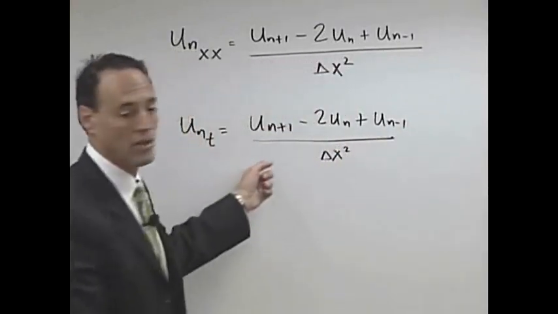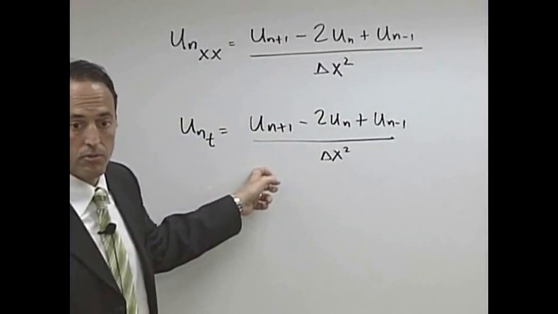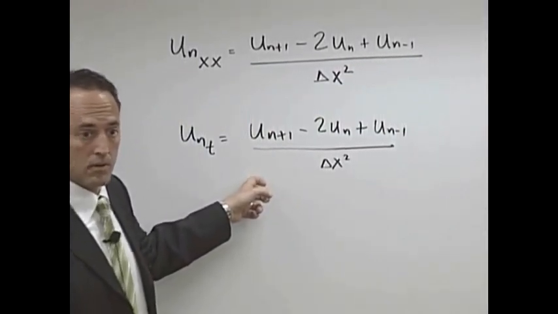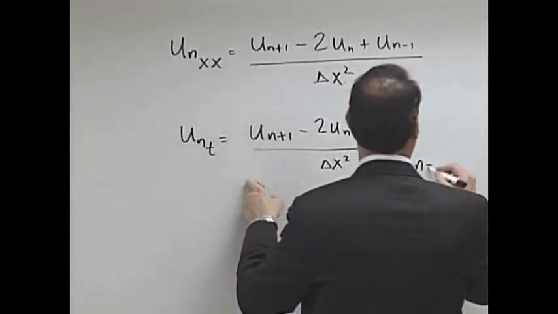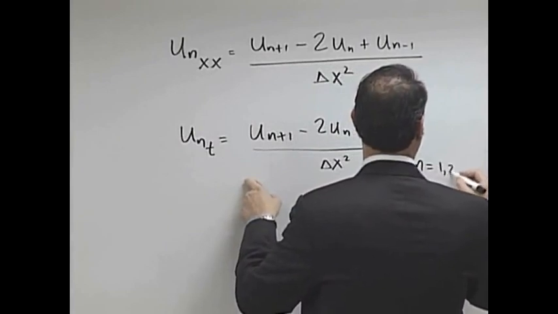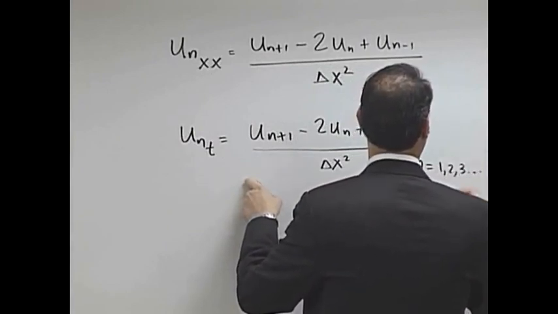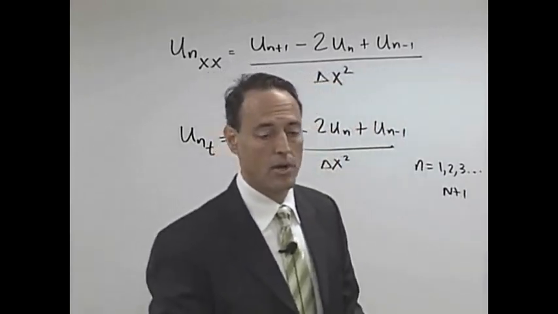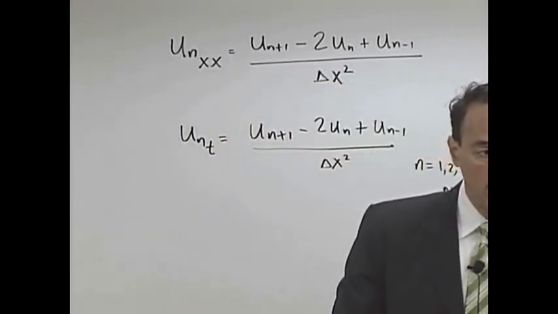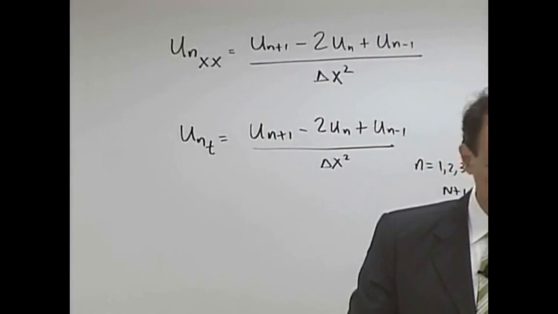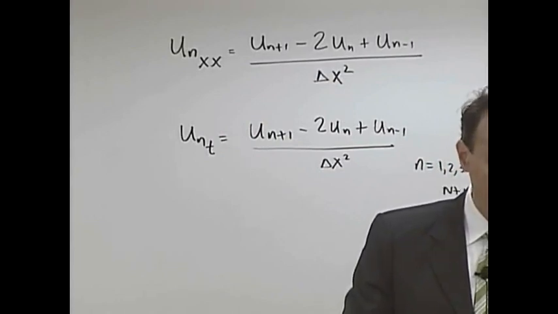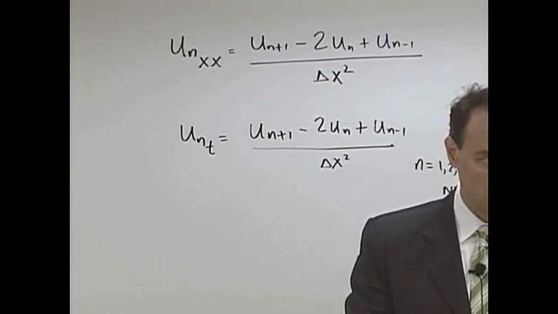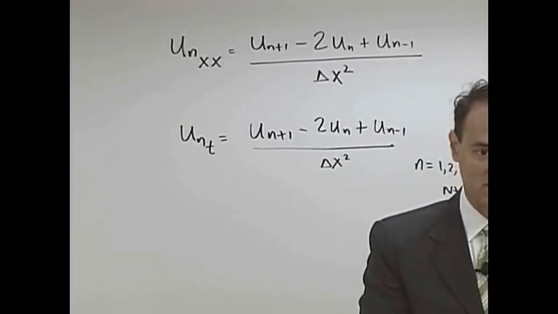And notice this equation holds for all n points. Right? So n is from 1, 2, 3, all the way to n plus 1. Let's say I have n plus 1 points. Now I'm going to make one other assumption here. You cannot solve a partial differential equation unless you prescribe boundary conditions.